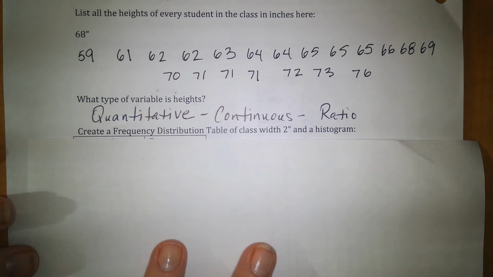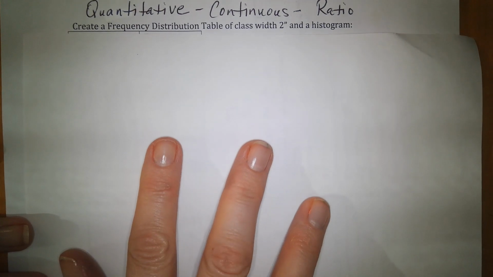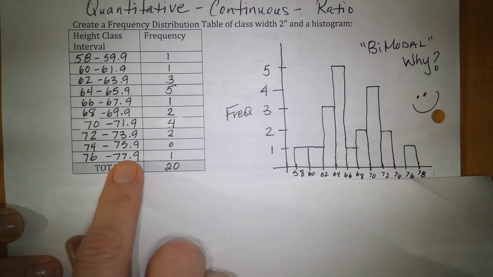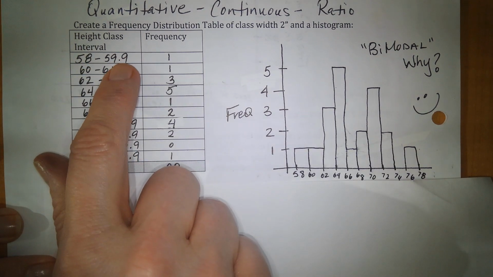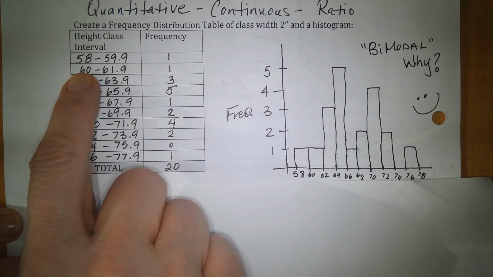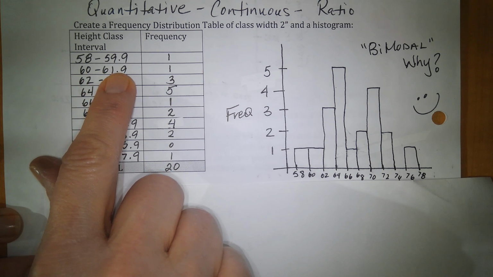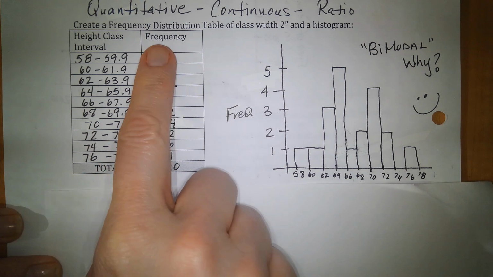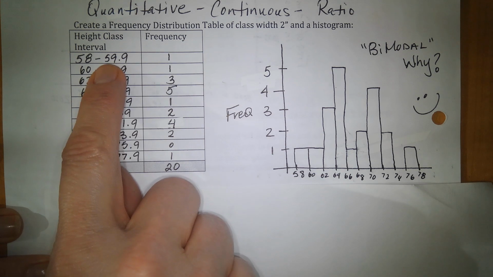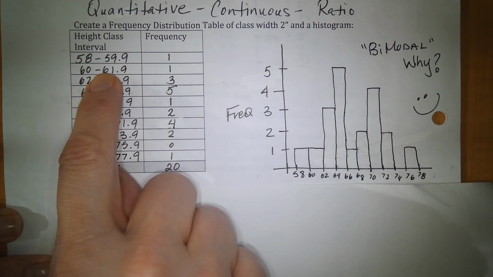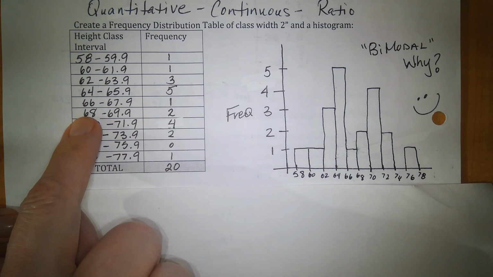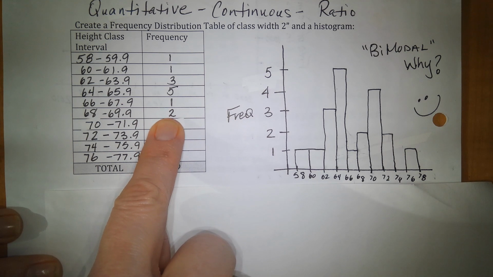I can also create a frequency distribution table, and I'm going to create of class width 2 inches. So over here I have a class width of 2 inches. So anybody that's 58 all the way up to 60, but not including 60 inches, would fall into this class. Anybody that's 60 inches all the way up to 62, but not including 62, would fall into this class, and so on. Then I listed my frequencies of each from the data above. I had one person that was 59 inches, so they fell into the first class, one person that was 61 inches, so they fell into the second class, and so on. I am 68 inches, so I fell into this category with one other person.